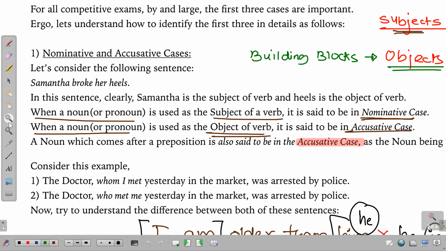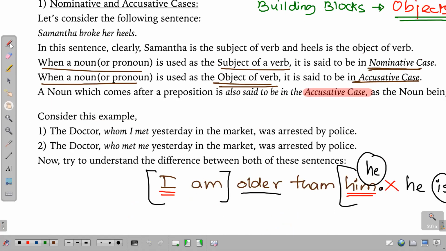Let's look at this example: the doctor whom I met. In this case, the doctor is the object of the sentence. You might be wondering how. Please understand, he receives the meeting, he doesn't do the meeting. So I am the doer, so I am the subject, and therefore the doctor becomes the object, and therefore the relative pronoun relating to it, the doctor whom I met, so whom has to change to the objective case.